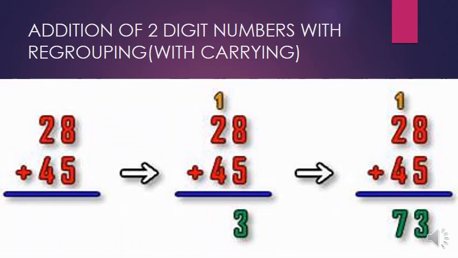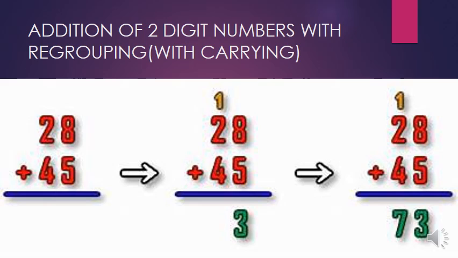Here is addition of 2-digit numbers with regrouping, with carry. With carry means if you get an extra number, a double-digit number, you have to give one to the next number. Here, you have to add 28 to 45. Always remember where we have to start: from the ones place.